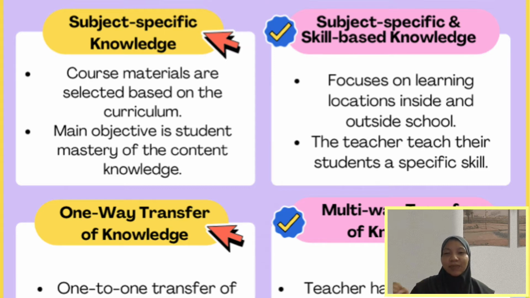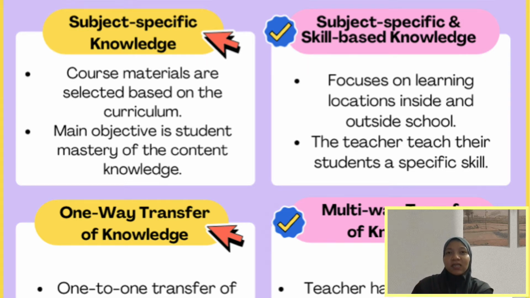But for the subject specific skill based knowledge, the teacher focuses more on learning location, which means the teacher can teach the student inside the school or outside the school, and the student also can learn inside and outside the school. So we can see the variety of how the teacher teaches the student, and the teacher also teaches their student a specific skill, so the student can get the knowledge and also the skills. When the student gets the knowledge and the skills, the student can practice the knowledge more.